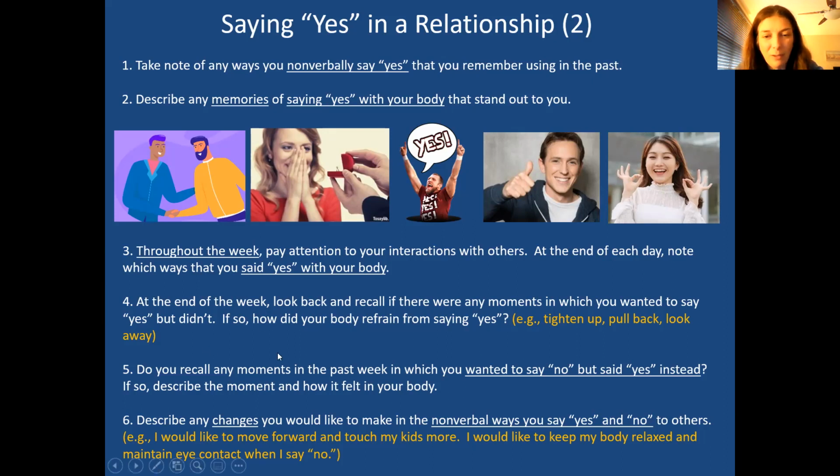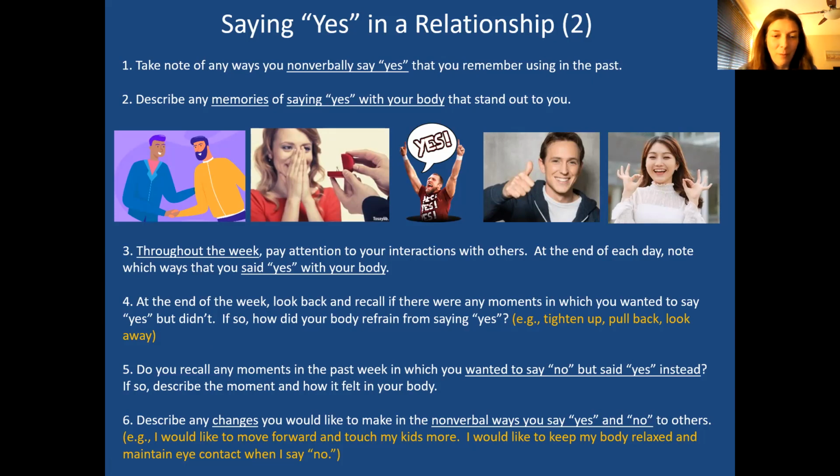Recall any moments in the past week where you wanted to say no, but you said yes instead. Say you were asked to help somebody sweep their backyard and you really didn't want to do it, because it's your neighbor and he asks you for favors all the time, and you're kind of busy, but you're like, okay, I'll do it, though you didn't really want to. So in that moment, how did it feel in your body? What was your body language like that reinforced the yes instead of the no?